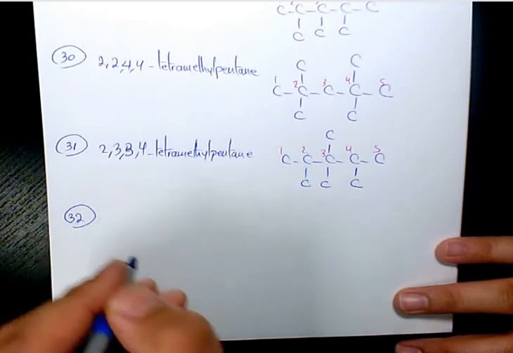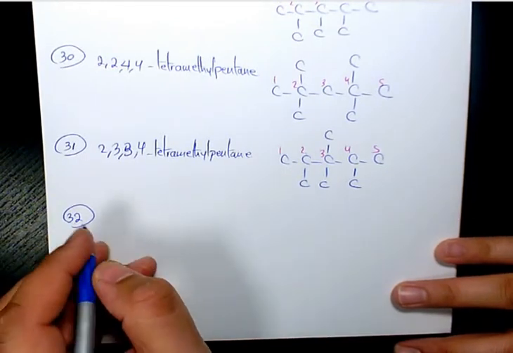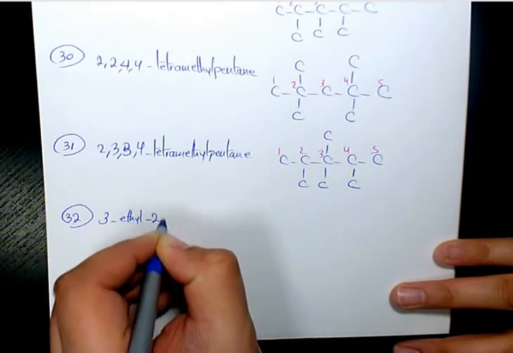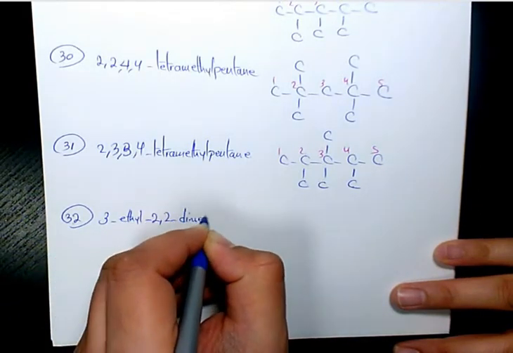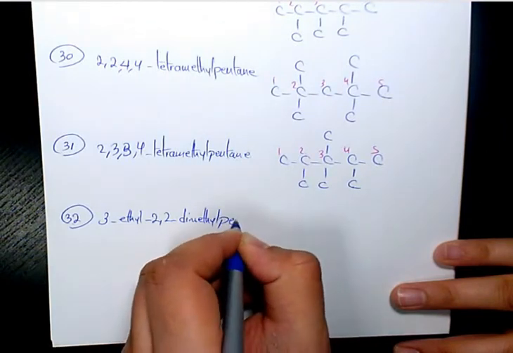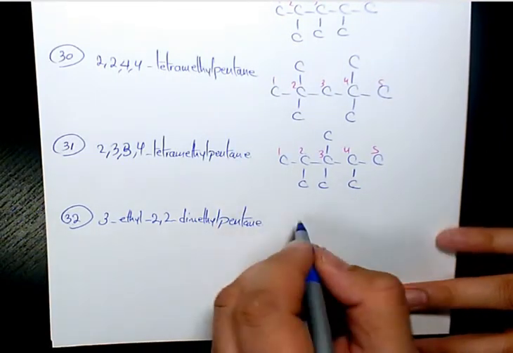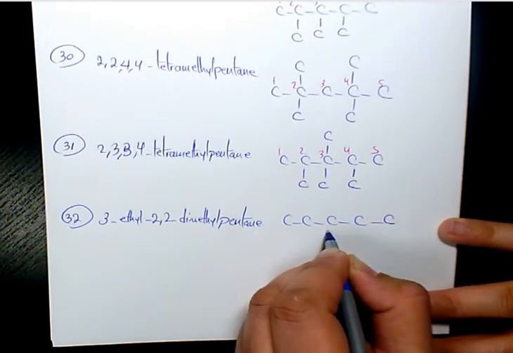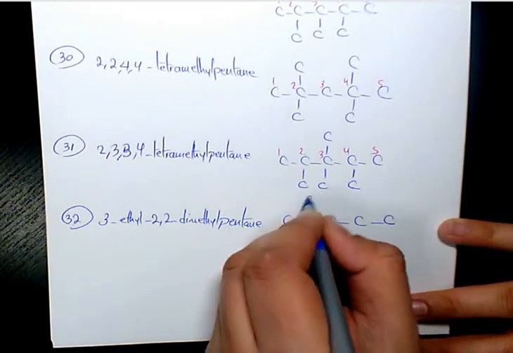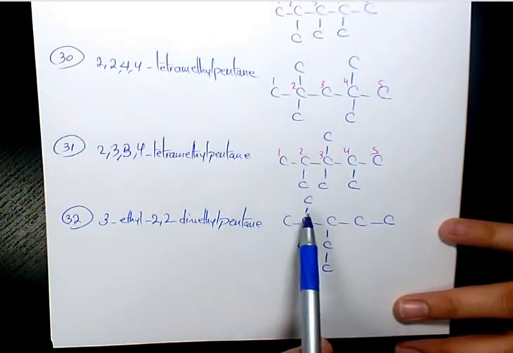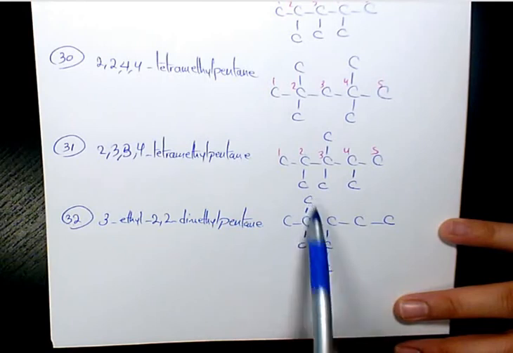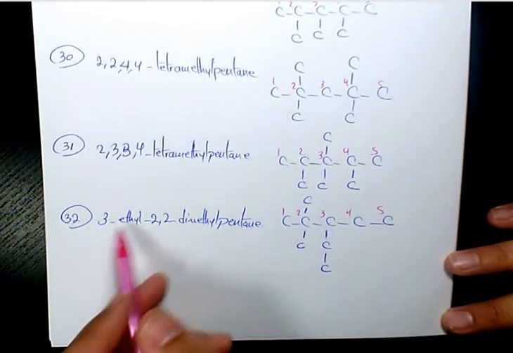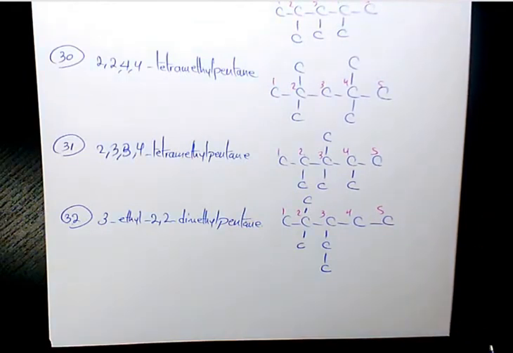32 is when we are dealing with 1 ethyl and 2 methyl groups. It's going to be 3 ethyl, 2 and 2 dimethyl pentane, which is going to be 1, 2, 3, 4, and 5. Ethyl group like this, and methyl groups like this. So 3 ethyl, 2 and 2 dimethyl pentane. Ethyl comes first because of the alphabetic order.